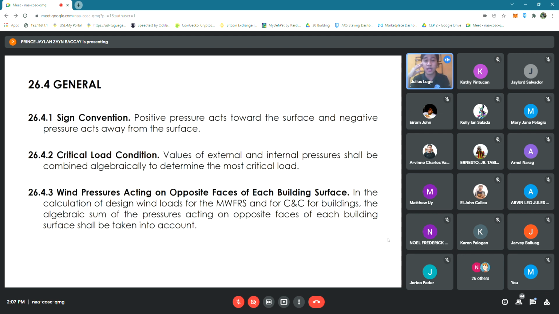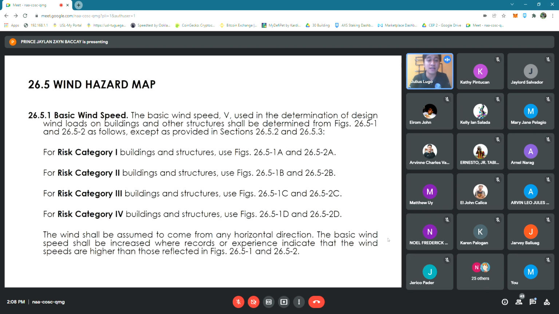And then critical load condition natin, values of external and internal pressure shall be combined algebraically. So you just need to get the summation of the components or the summation of the pressure. Apply lang statics dyan, guys, okay, to get the critical load condition. If both of them act in the same direction, di ba, you add them. Pero if they are opposing forces, you subtract them. So that's the process of algebraic determination, okay?